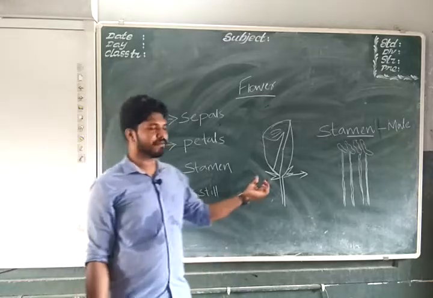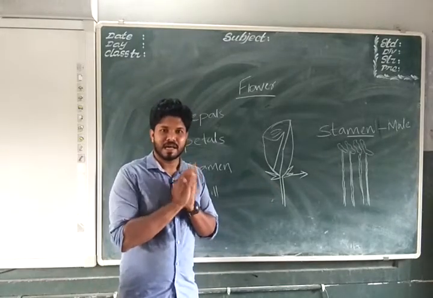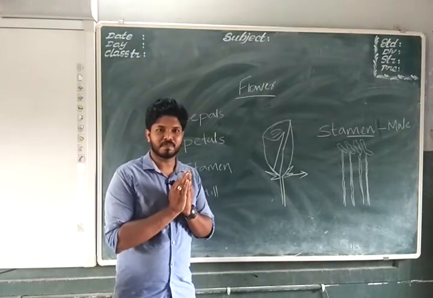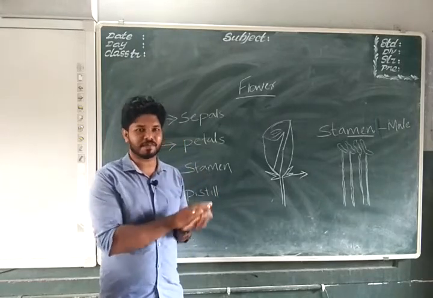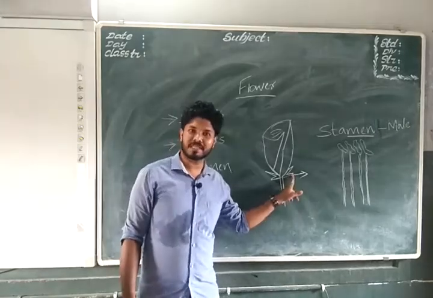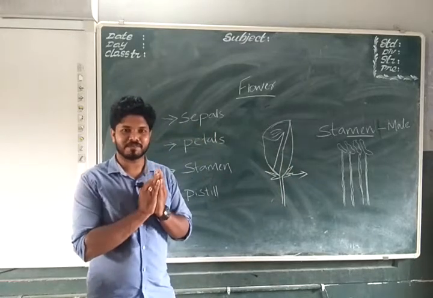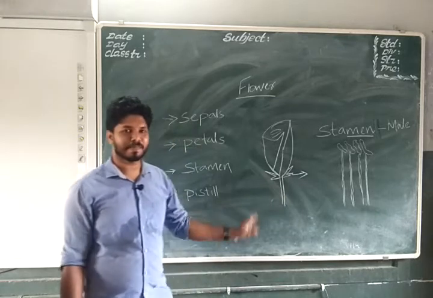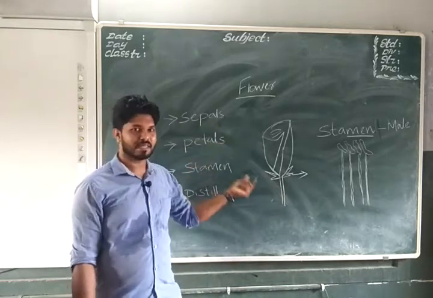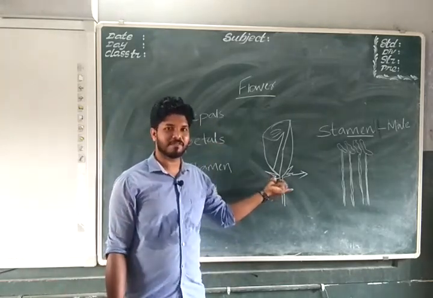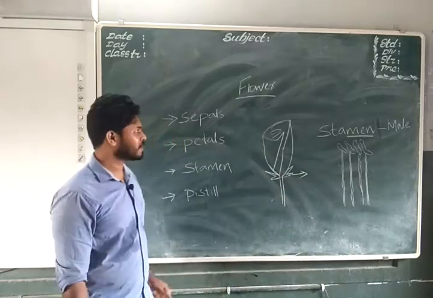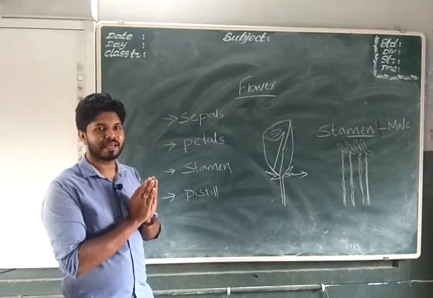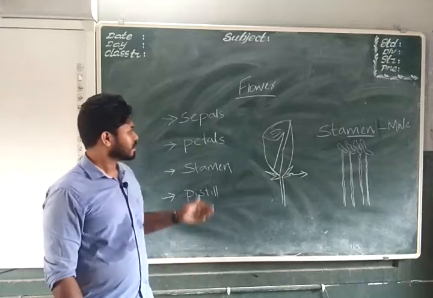So when this flower is a bud, that is in the early stage of the flower, the sepals will protect the flower. That is the function of the sepals. So do you understand what is sepals? Sepals are the green leaf-like structures in a flower. Its function is to protect the flower when it is in a bud condition.